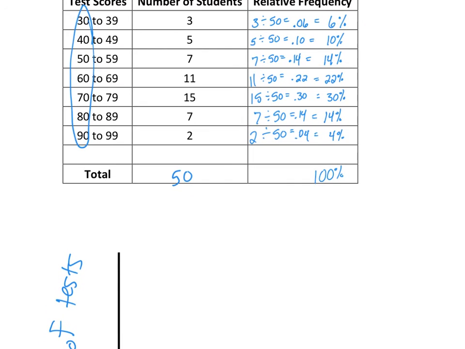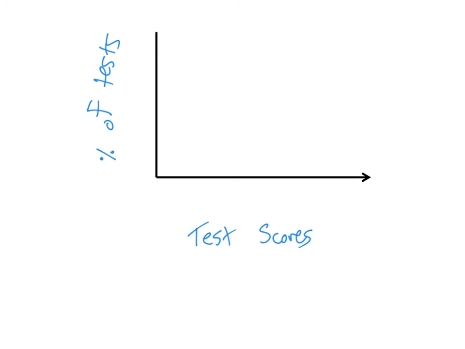So we're going to put these numbers in the histogram. So start with 30, and then 40, and then 50. So 30, and then we need to go up to 100. So 30, 40, 50, 60, 70, 80, 90, 100. So all of our test score classes are there.